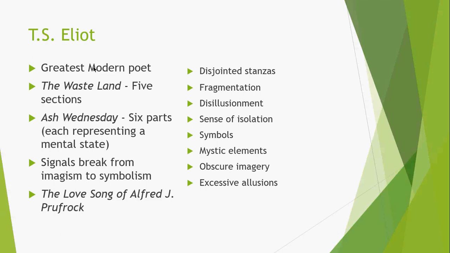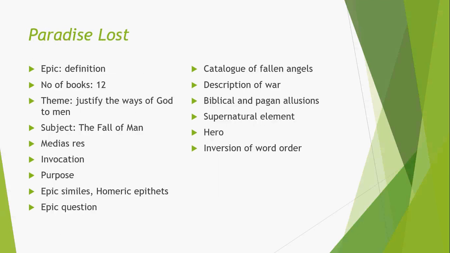Everything reflects modern man leading a disjointed life, modern man leading a fragmented life, the sense of disillusionment that had set in with the war, a sense of isolation that was prevalent in society, the use of symbols and images, as I told you a little while ago. There was the use of mystic elements in their poetry and a lot of use of obscure imagery. And because poets like T.S. Eliot were well read, we find that they make excessive use of allusions in their poetry.